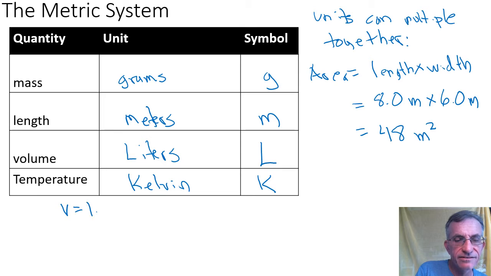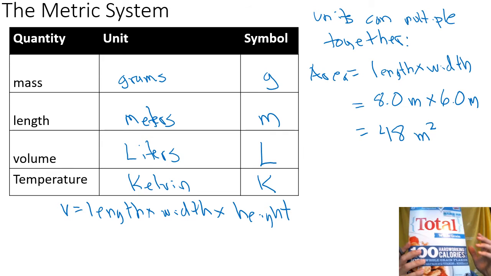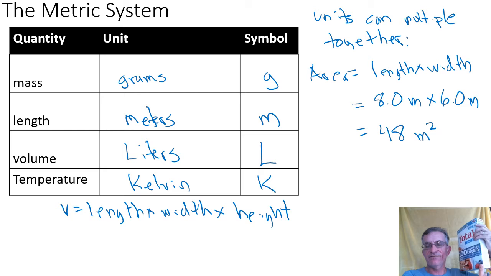The way you measure volume, I'll put it over here maybe: volume is length times width times height. So I get out my box of cereal and I measure how long it is, how wide it is, and the depth of it, the height of it. So you'd measure all three of these directions. And if you put that together, length times width times height, that's the volume.